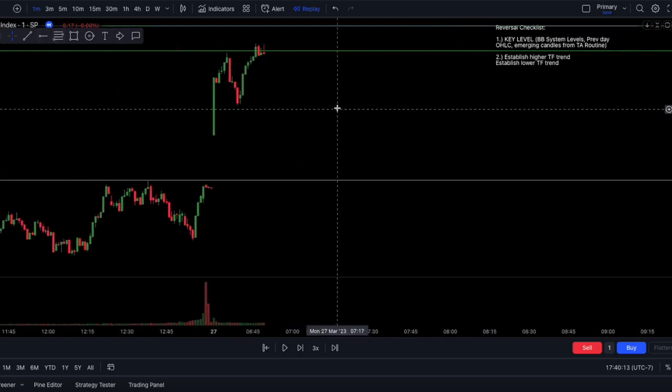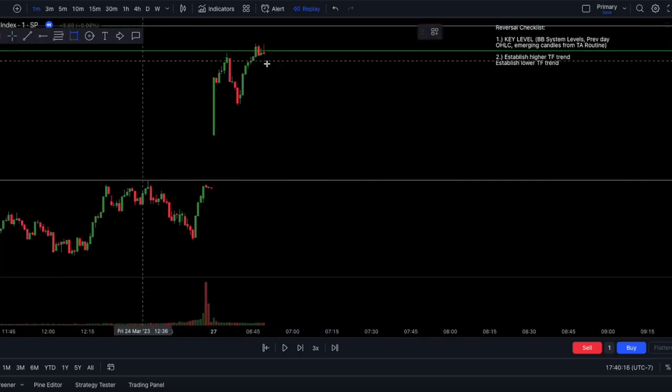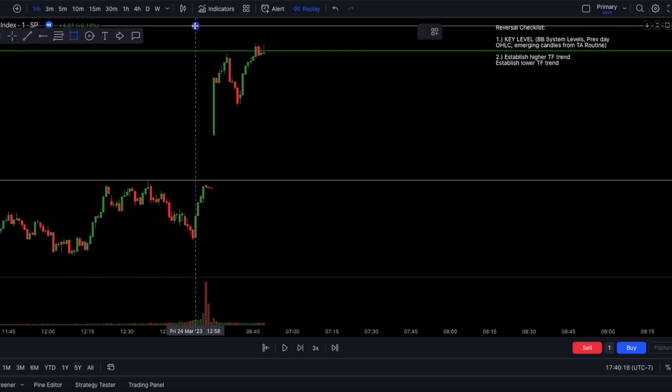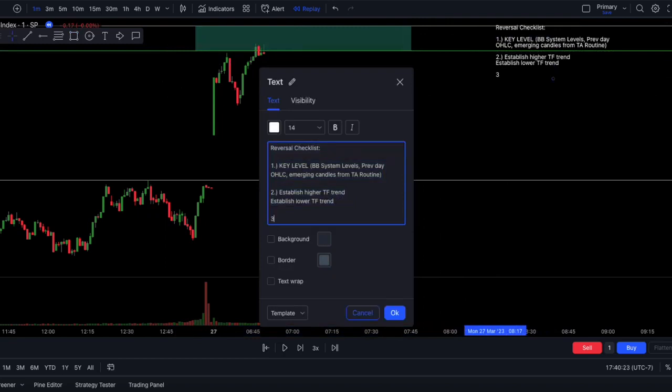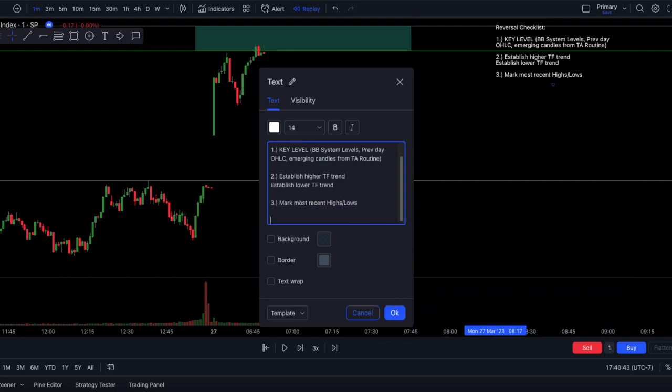The next thing we want to do as we're coming into these key levels that we marked from the bigger time frame is mark our most recent highs, lows, just so we know which level we're going to be looking at for a precision entry for reversal. And then we're going to wait for the following to occur.